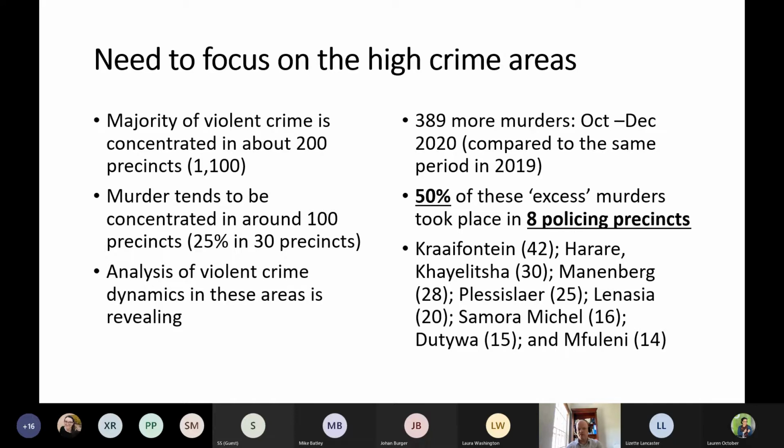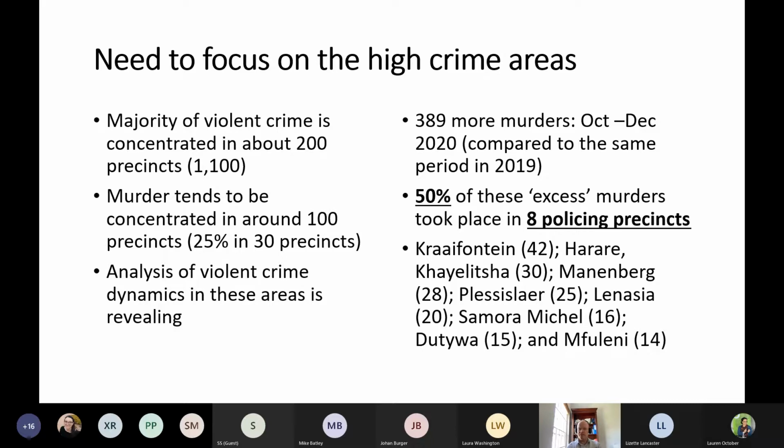There are about 1,100 police areas or police precincts in South Africa. And for more than 20 years, and even before that, violent crime tended to be highly concentrated in about 200 of those areas. Murder tends to be even less, around 100. And what we know from the recent crime data is that 25% of murders happen in only 13 precincts. And even in some of those 13 precincts, the numbers are quite low. There are some that are up there where you have more than 300 murders per year happening. So if we want to get a grip and a better understanding of changes and variations in violent crime, we really need to look at these high crime areas and understand the dynamics there.